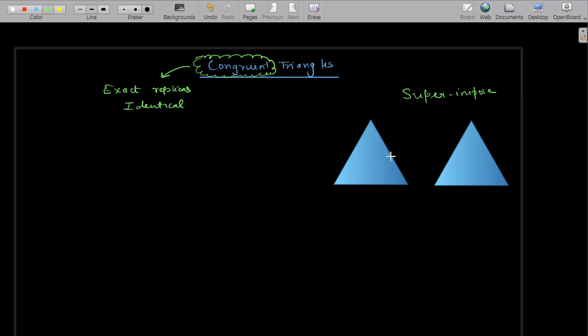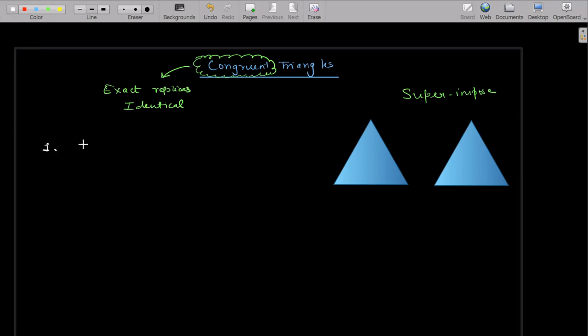But now, just by looking at these two triangles, can you say that they will be congruent? No. In math, we need to prove everything. Just by looking at this figure, we cannot say that they'll be congruent. There could be a slight difference in maybe this side and this side. So there are some rules to prove that triangles are congruent. There are about four rules.